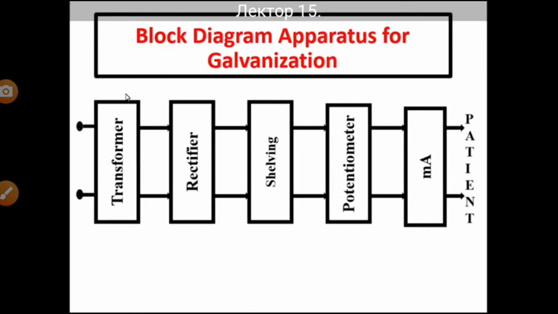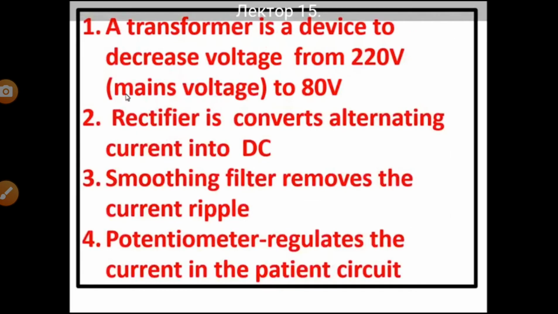Finish draw. Next slide. Next. Look at the screen. This information by block diagram apparatus for galvanization. You write in your copybook, please. All this information you write in your copybook.